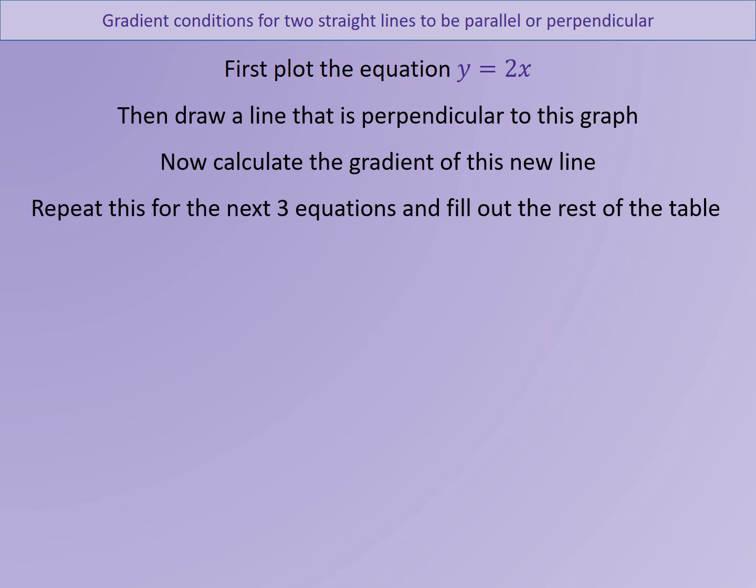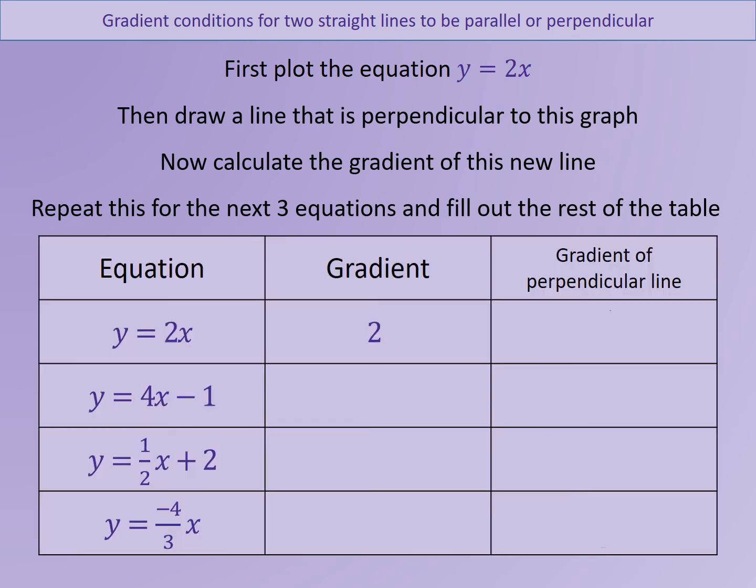Now, if you are able to do that, you can then find the gradient of the new line and you can write it down in this table. And then I'd like you to repeat the same again with the other 3 lines. And from that, we'll be able to see some patterns and decide on the rules for gradients of lines that are perpendicular rather than parallel. So have a go, and when you are ready, move on and I will give you some answers and we can discuss what we've found.